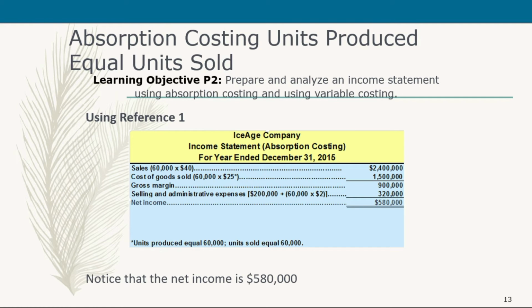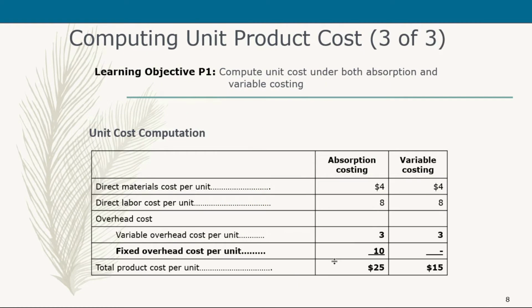So here is a problem relating to reference 1 problem. Okay? So if you can remember, your sales here is 60,000 units multiplied by your selling price of $40. And your cost of goods sold is computed as the 60,000 units that you sold with a product cost of $25 under absorption costing. Okay, if you can recall, we have the computation here. Your product cost under absorption costing includes again your direct material, direct labor, your variable overhead cost per unit of $3, and fixed overhead cost per unit of $10 that gives us $25 per unit.